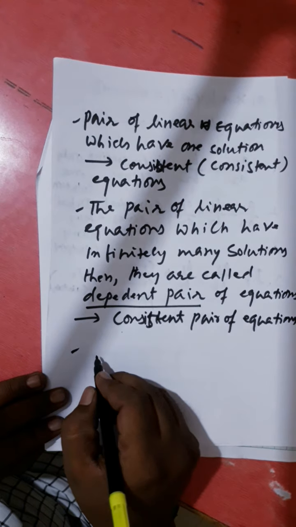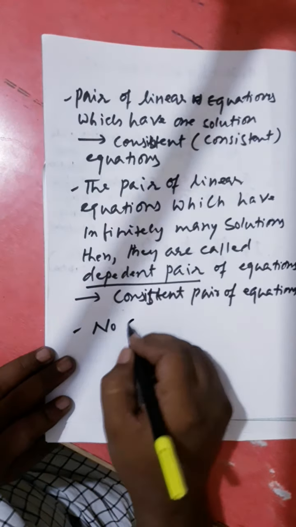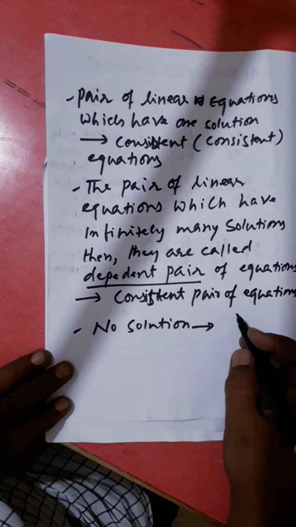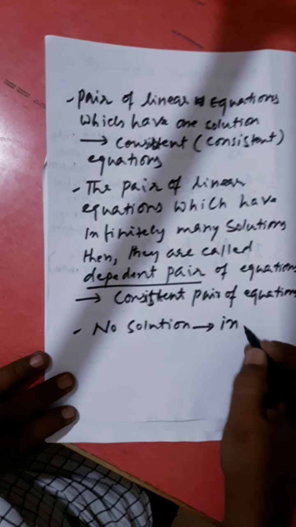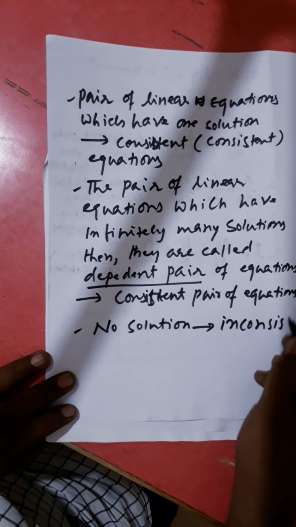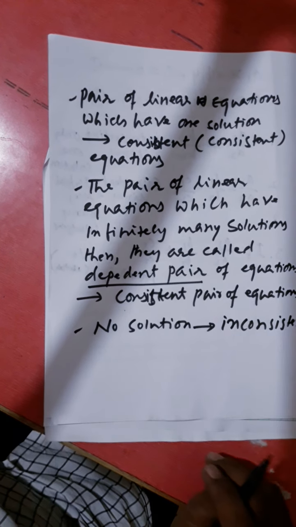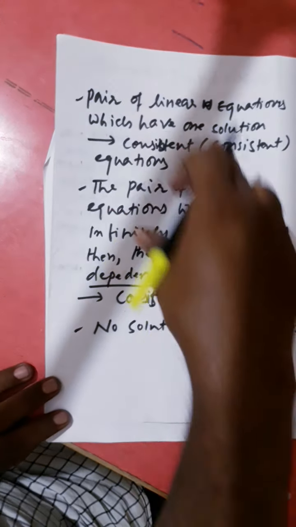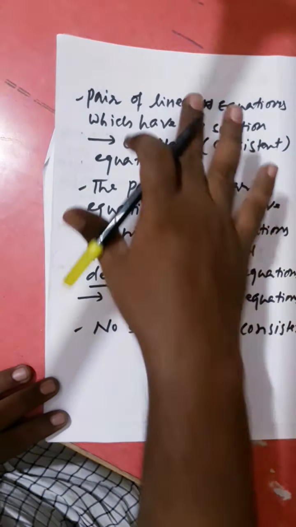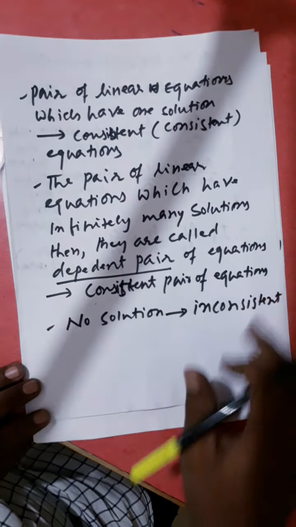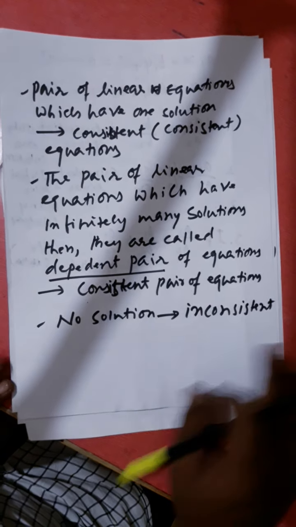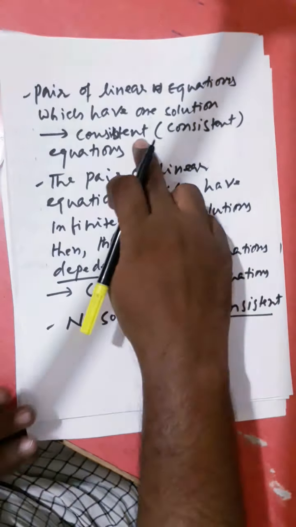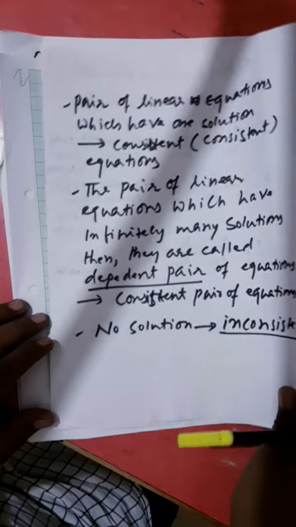And the lines which are parallel, which have no solution, they are inconsistent. Depending on whether they have a solution or not, we have classified them into consistent and inconsistent. Which have a solution, at least one or many solutions, they are consistent. Which have no solution, they are called inconsistent. So consistency depends on this ratio also.